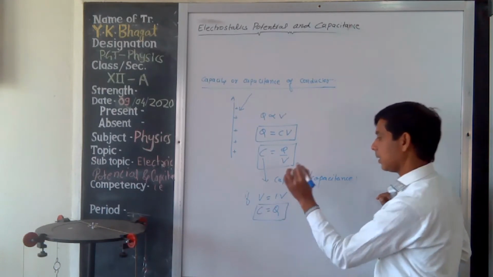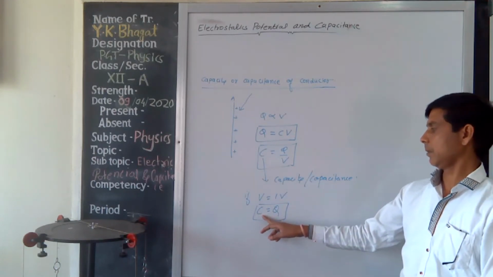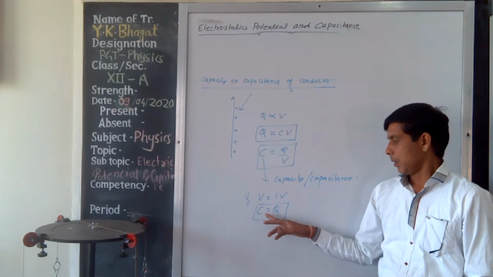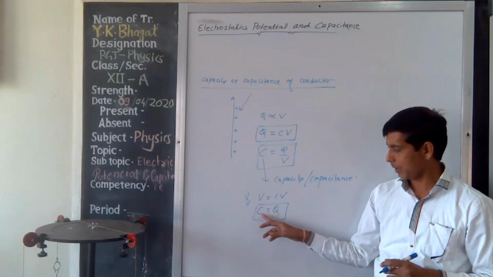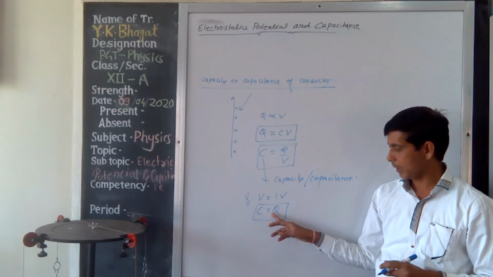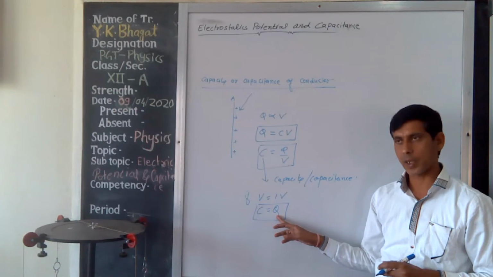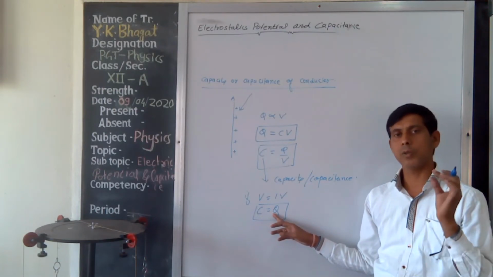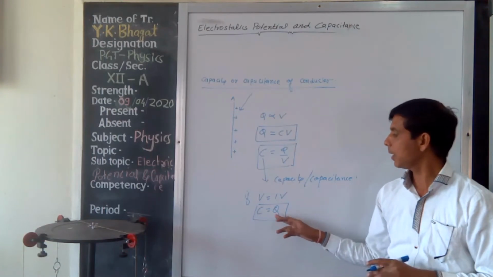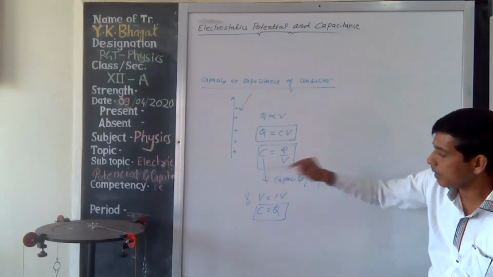Now the other definition of capacity will be what? The capacity of any conductor is defined as the amount of given charge which will increase its potential by 1 volt.